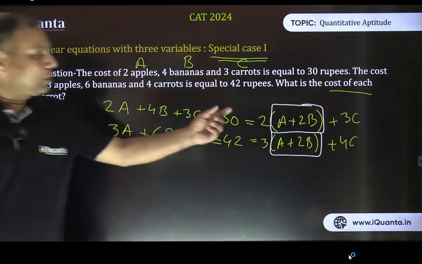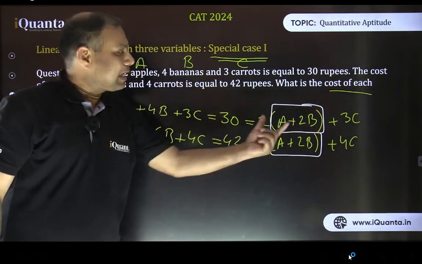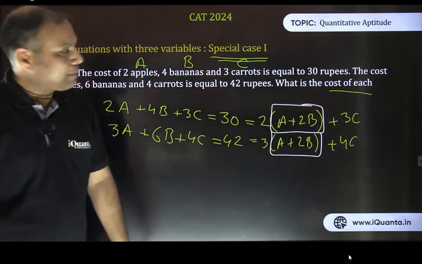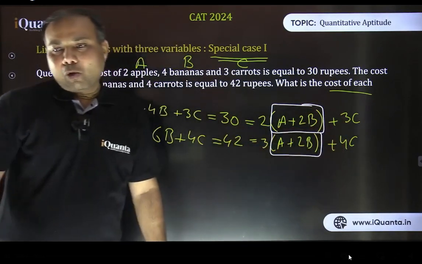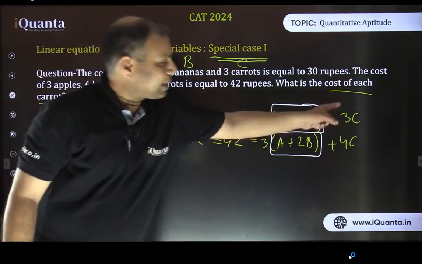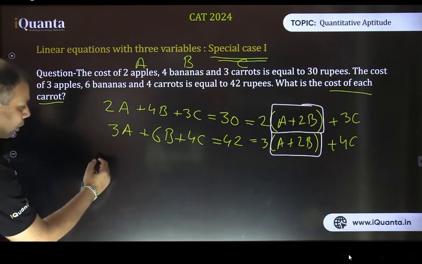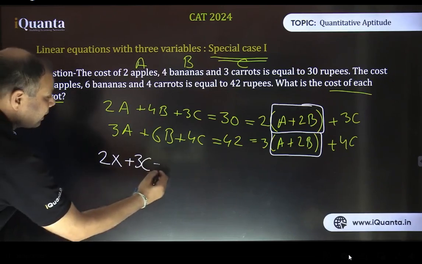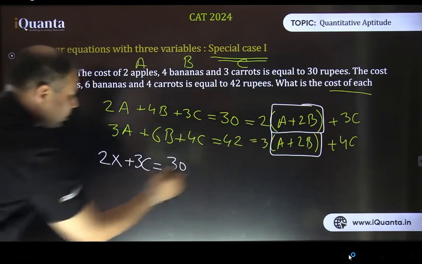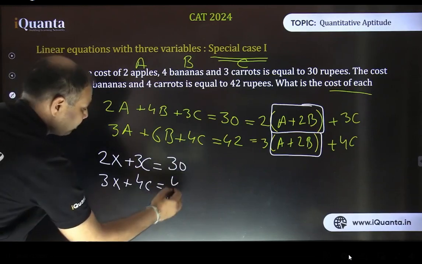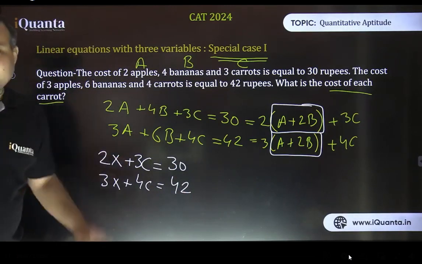So basically, we have 2 equations in 2 variables, where one of the variables is A plus 2B and the other one is C. Now we can easily solve these 2 equations and find a unique value of C. Although we can't find the values of A and B, we can certainly find the value of C. Let me replace A plus 2B by X and write the equations again. So it becomes 2X plus 3C equals 30, and 3X plus 4C equals 42, and we want to find the value of C. That's the question.